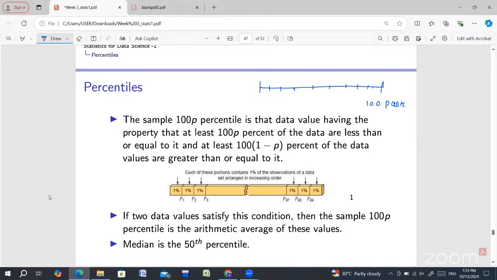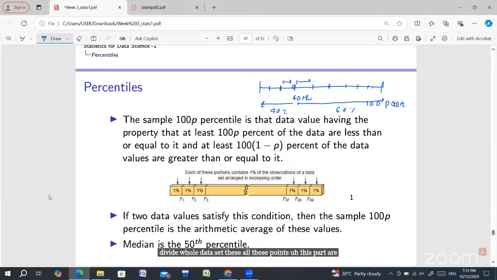So you can see that suppose it is your 40th percentile. Then below this 40th percentile, 40% of the data will be there, and above this point, 60% of the data will be there, because these percentile points divide the whole data set into equal parts. All these parts are equal. So suppose this is your first percentile, this is your second, and similarly, this will be your 99th percentile.